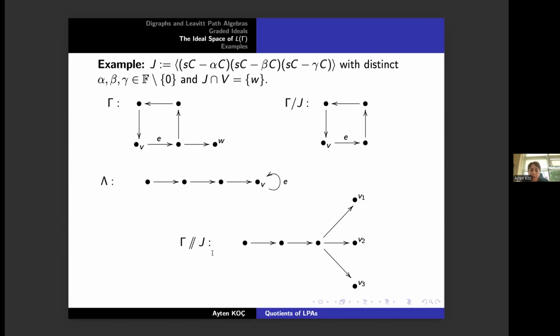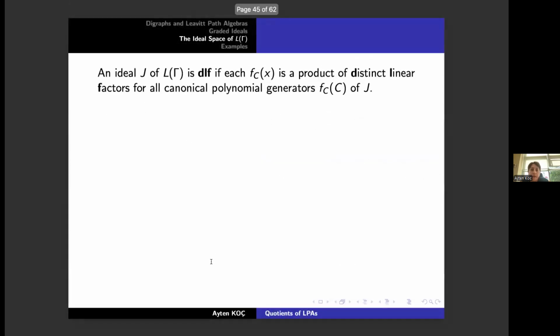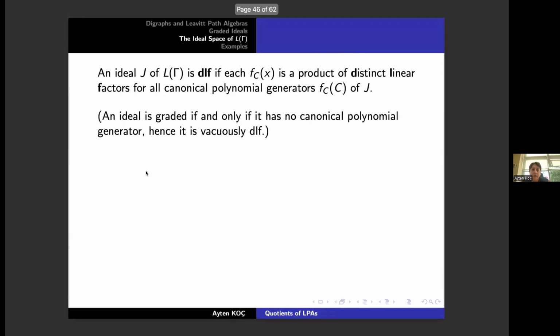So we obtain gamma double slash J, and now let's give the definition of a DLF ideal. An ideal J is DLF if each canonical polynomial generator is a product of distinct linear factors. And an ideal is graded if and only if it has no canonical polynomial generator. Hence, it is vacuously DLF.